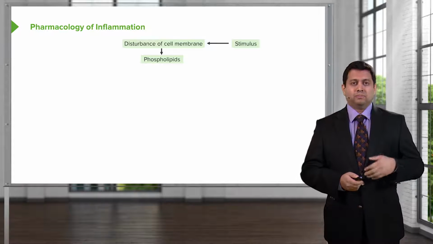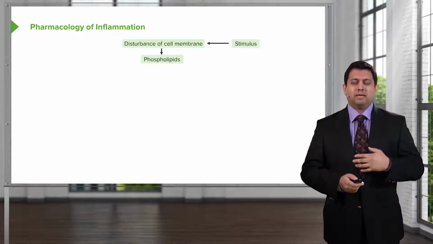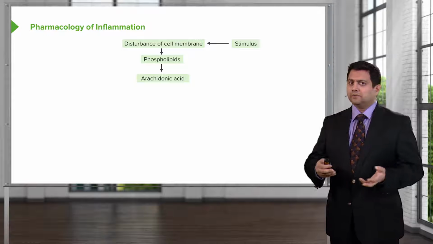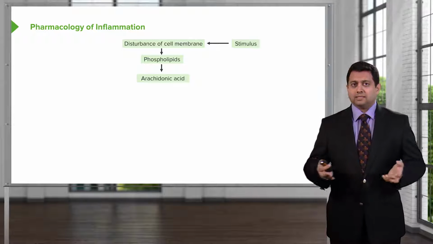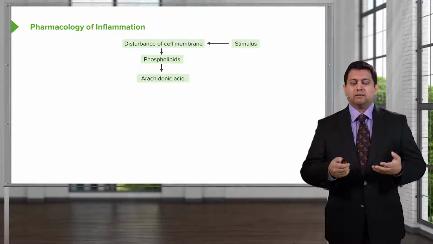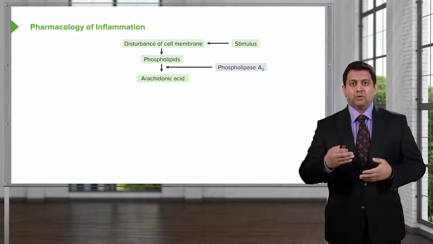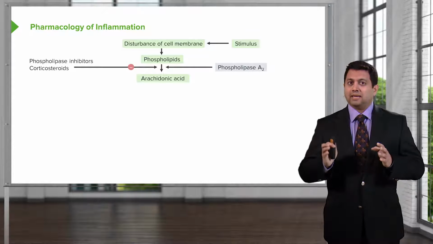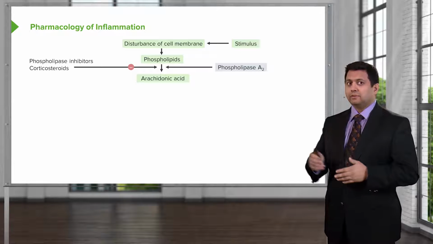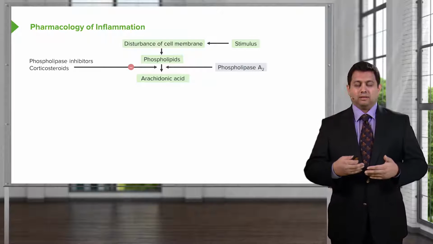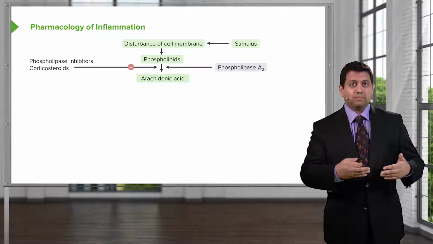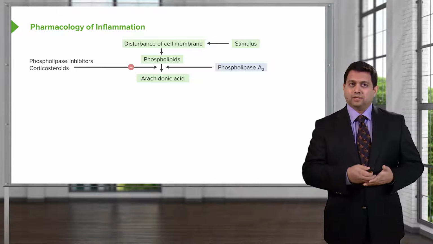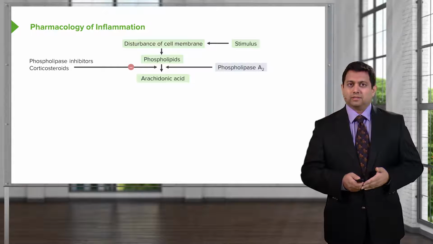Now, these phospholipids conveniently are precursors to many of the signals that we have for inflammation. So the phospholipids have arachidonic acid enmeshed within them. And this arachidonic acid is broken down by phospholipase A2. Now, it makes sense that the first step of inflammation is inhibition. The first step that we can use to inhibit inflammation is inhibiting that phospholipase A2. We do that with phospholipase inhibitors and with corticosteroids.